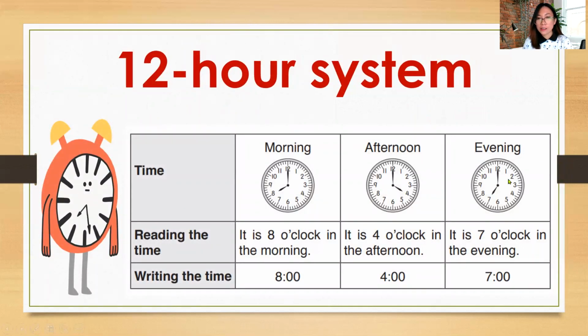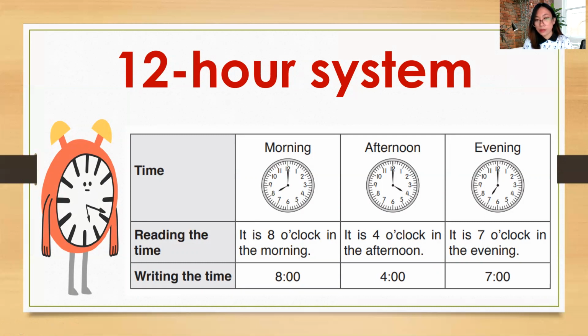Okay, so here's the summary of our 12-hour system. Here we see our time in the morning, in the afternoon, and in the evening. We read the time as here. The hour hand is pointing at 8, and the minute is automatically 0. So we read it as it is 8 o'clock in the morning.